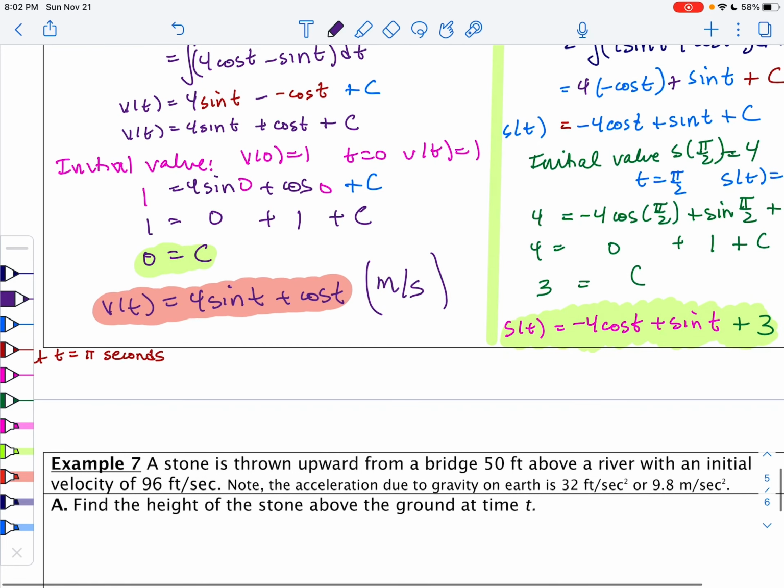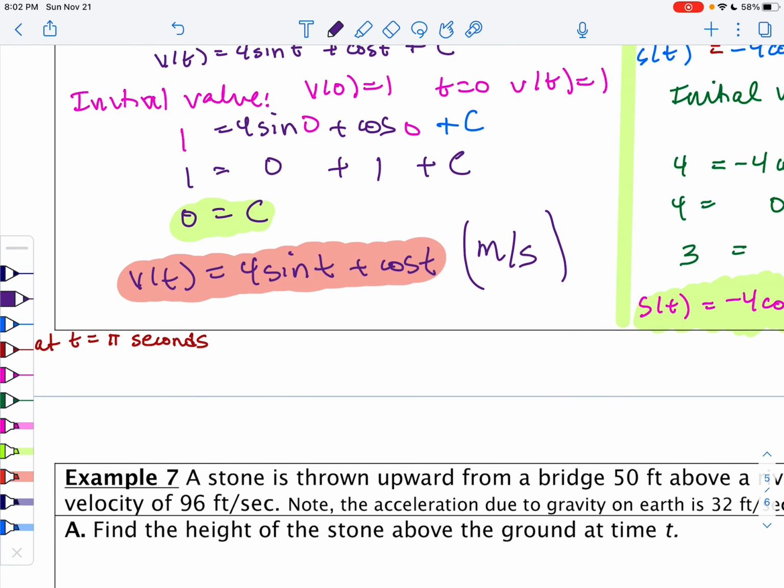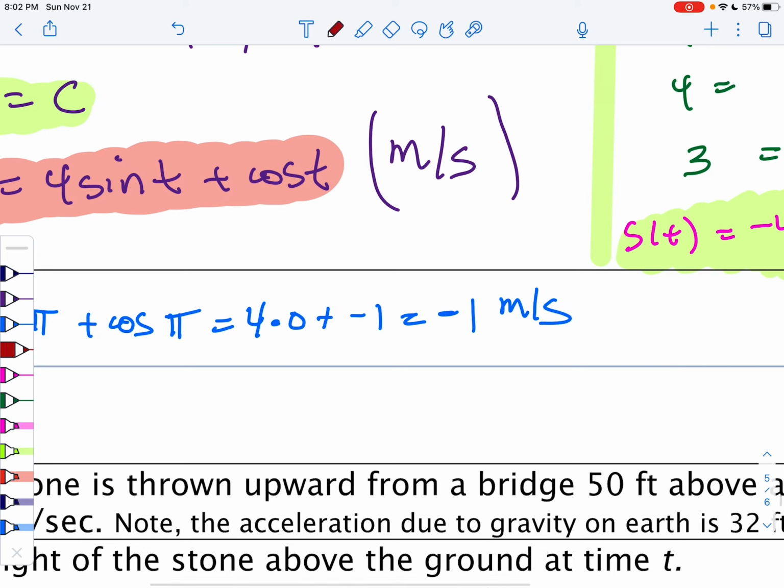So at t equal to pi seconds, v of pi is going to be 4 sine pi plus cosine pi, and that's going to be 4 times 0 plus negative 1, and that's going to be minus 1 meters per second. So we can see that we are moving backwards.